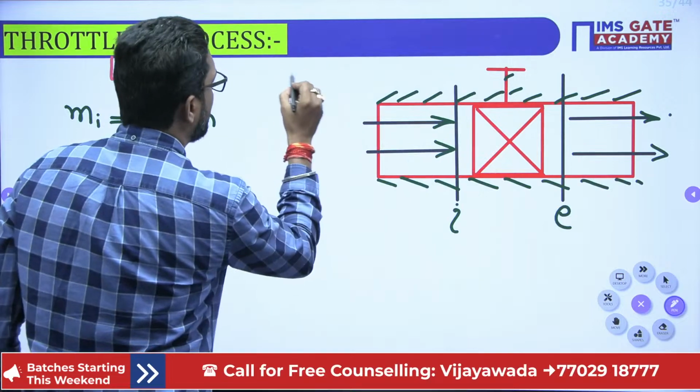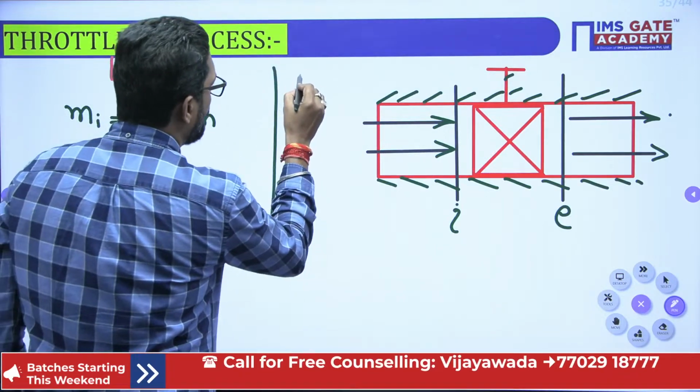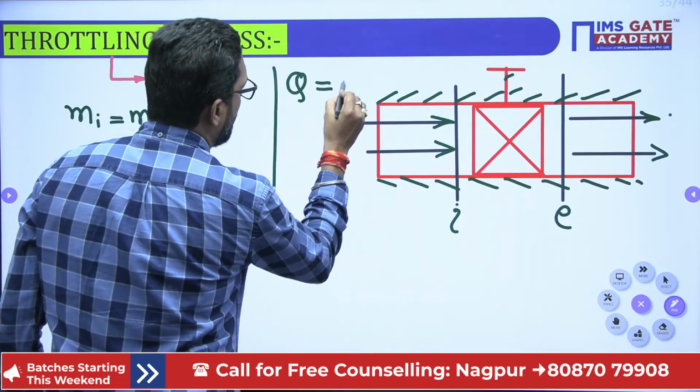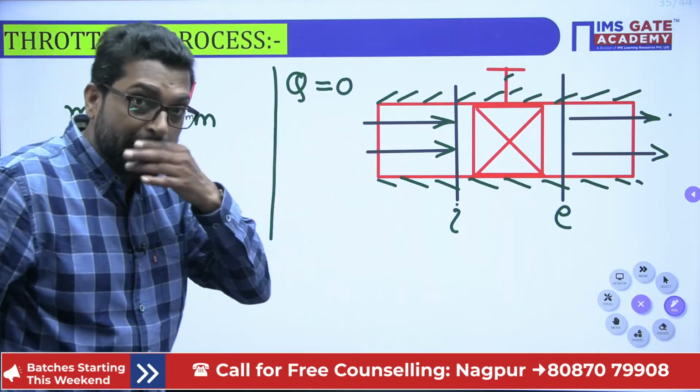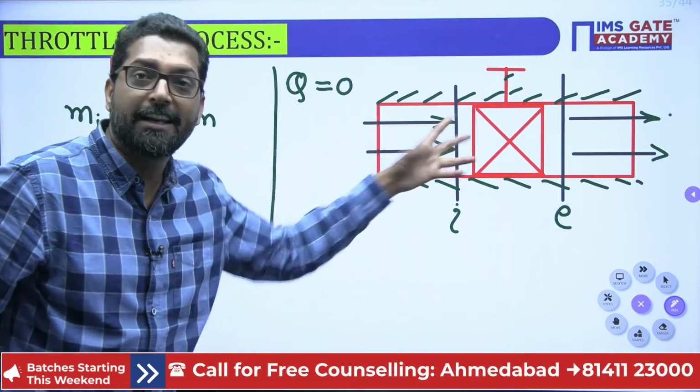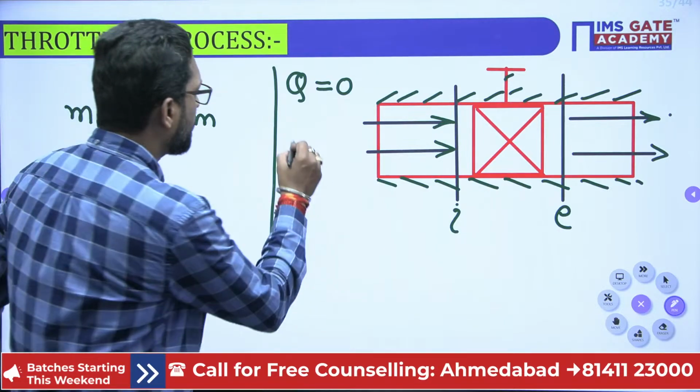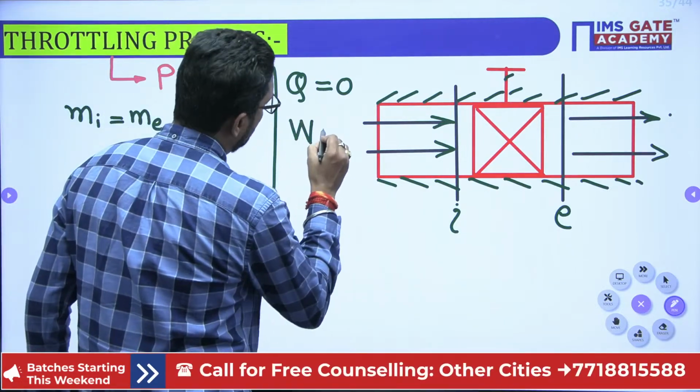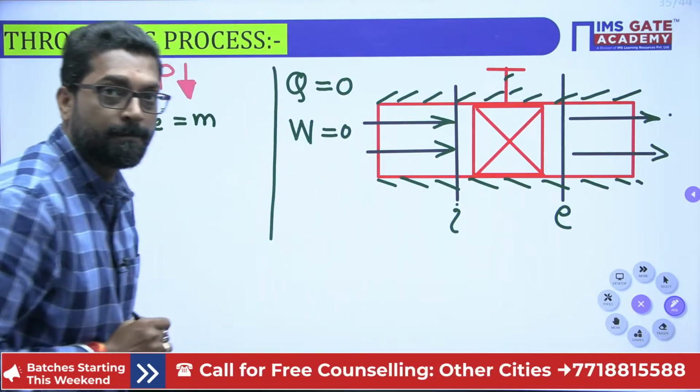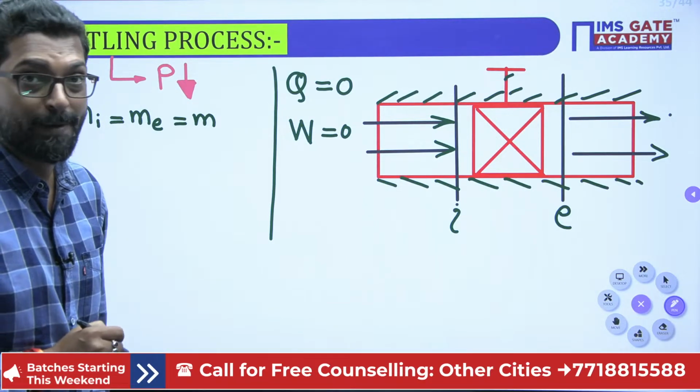So in throttling, what parameters are fixed? No heat transfer, Q = 0. And there is no shaft work or pump work, there is no work involved. So work is also 0 for the control volume. These two parameters are fixed.